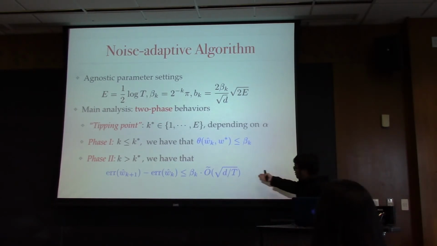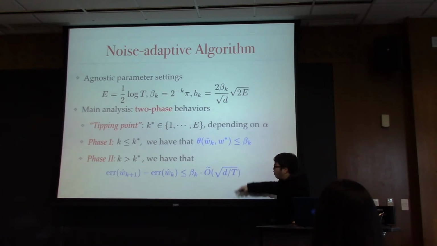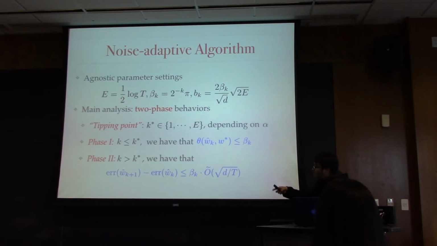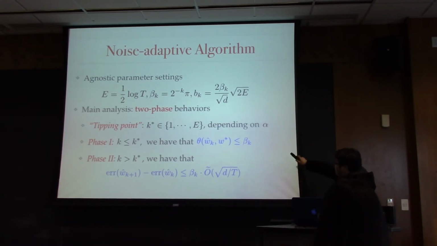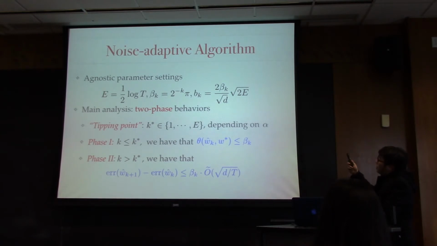So you can add this inequality for all your iterations after the tipping point. It will show that the error of W_K hat is very close to W_{K*} hat, and on the other hand, at the tipping point, my learned classifier will achieve the desired rate. So by combining these two phases, I can show that this agnostic setting of parameters works for all types of alpha.